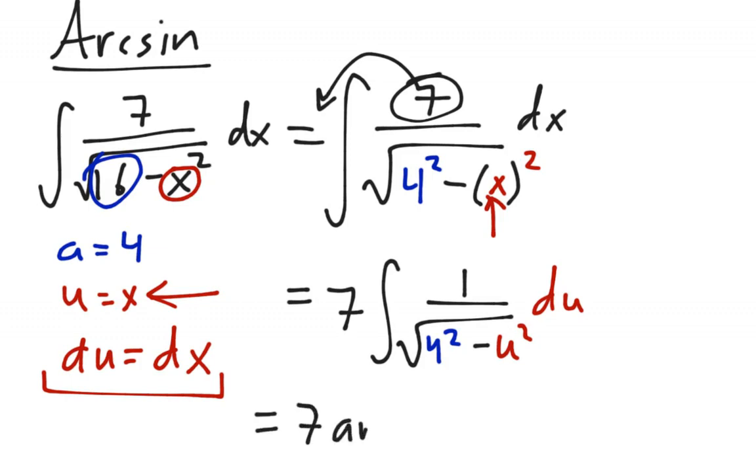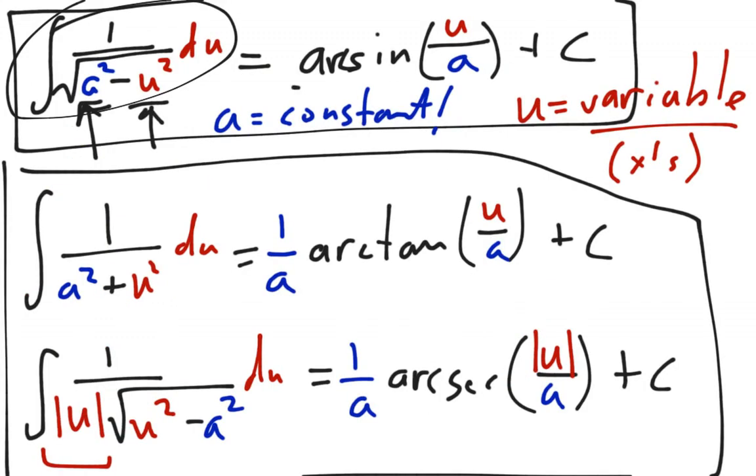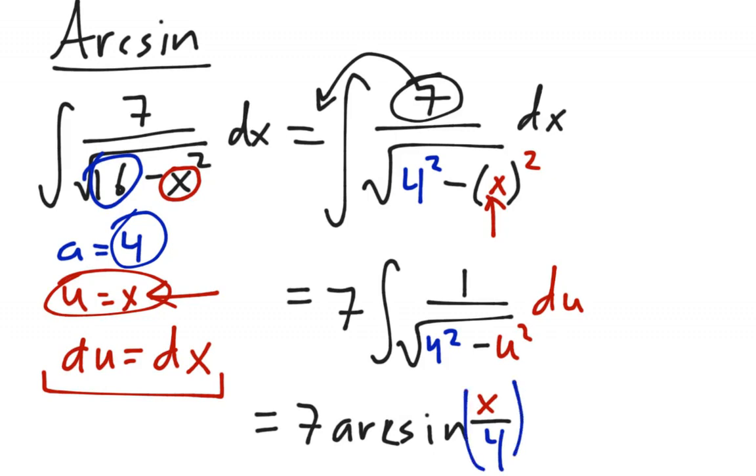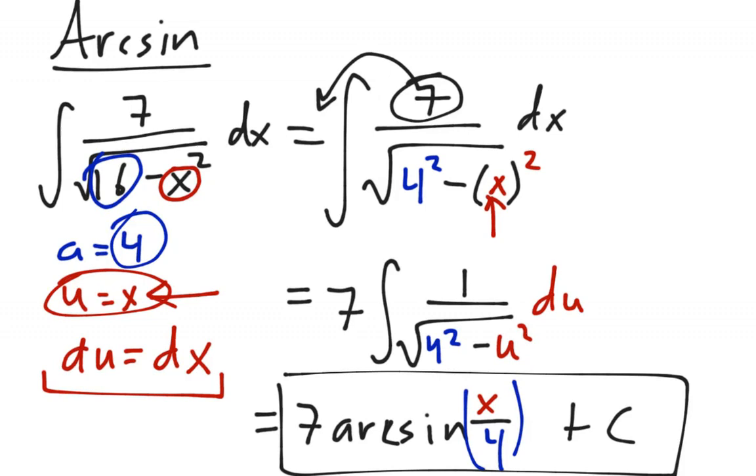7 arcsine, and then looking back at this, okay, it's just arcsine of u over a plus c. And so all I have to do is just plug in the value for u, which is x, divided by the value for a, which was 4, like that, and then plus c, and that's my answer. So it's kind of weird, you don't really feel like you're integrating because you're just plugging things into a formula, but it makes it nice because you don't have to think as hard. So yeah, that's how you do an arcsine example.